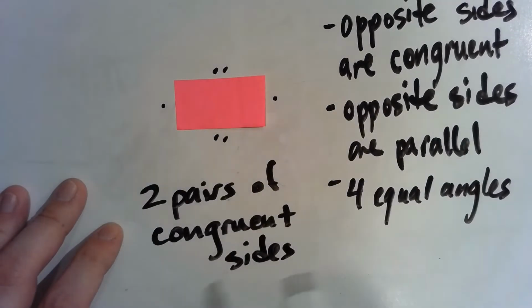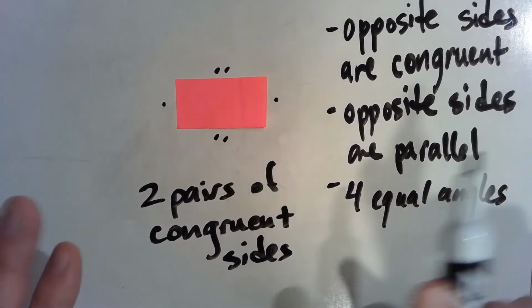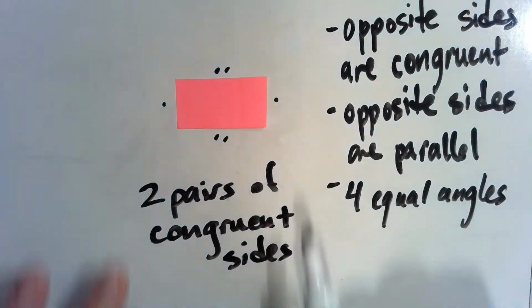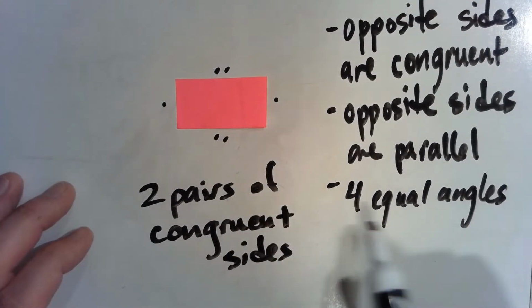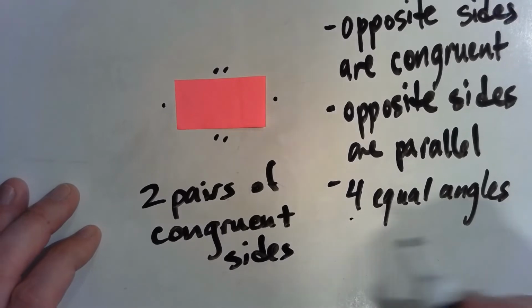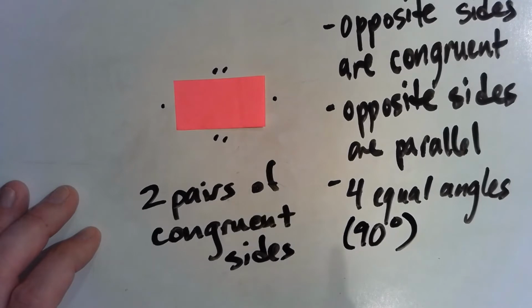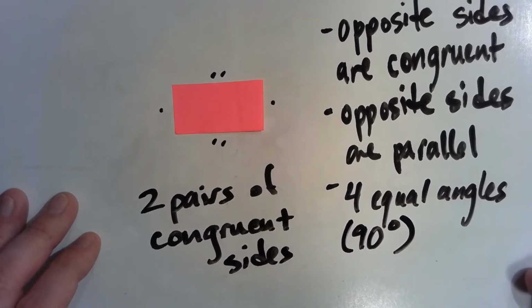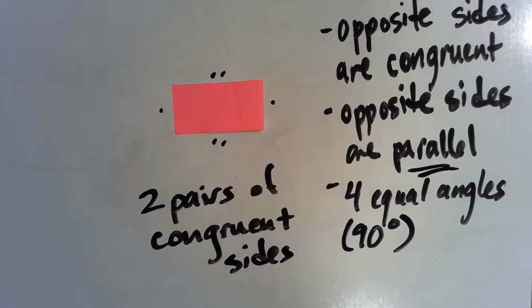So once again, that's what classifies this rectangle as a quadrilateral. Opposite sides are congruent, or two pairs of congruent sides. Opposite sides are parallel, and once again, that means if they were continuing on forever, they would not ever cross. And then four equal angles. And for those of you that were already jumping ahead, the four equal angles is, once again, rectangles have 90-degree angles. All right, let's move on to our next shape, which discusses parallel lines in a very interesting way.